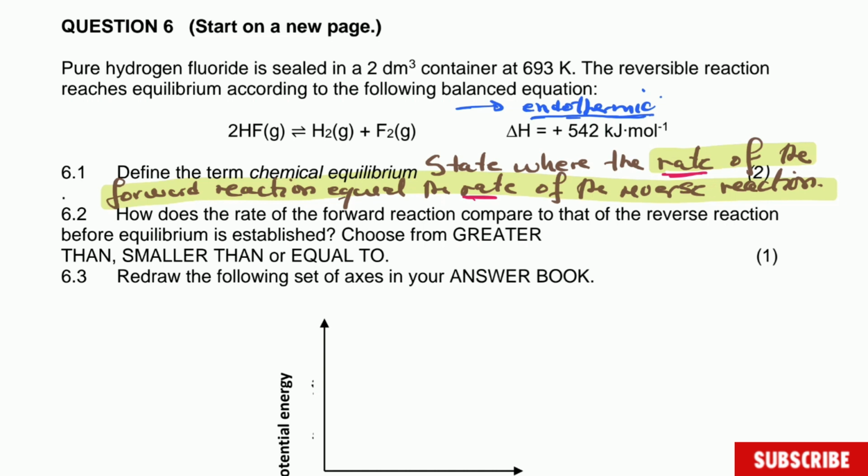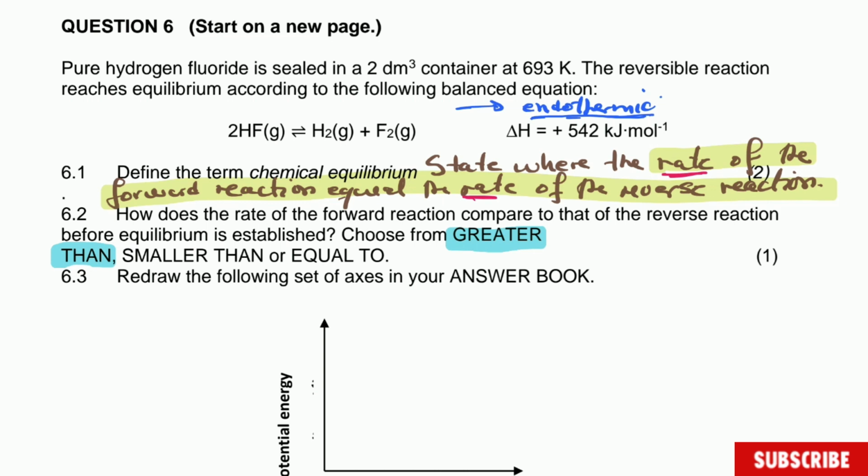How does the rate of the forward reaction compare to that of the reverse reaction before equilibrium is established? Choose from greater than, smaller than or equal to. And that one is quite simple. At the beginning, they said before it reaches equilibrium, which is at the beginning, only the forward reaction is very, very fast, because all the reactant, which in this case is HF, is working to produce the product. So the rate of the forward reaction is very fast at the beginning before it reaches equilibrium.